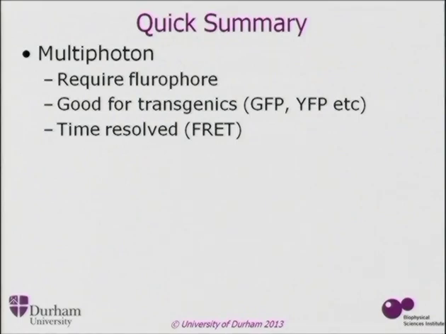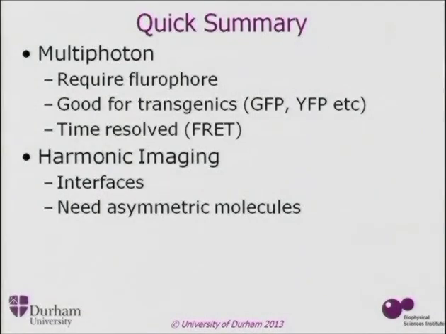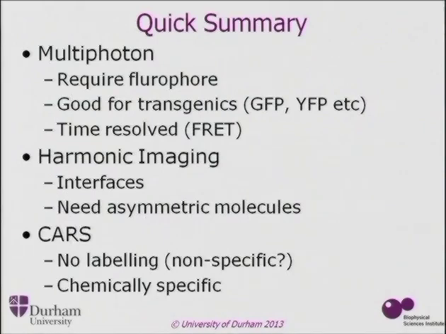So these techniques that you may have heard of called FRET, where you have two molecules and the energy gets transferred from one to the other, the fluorescence lifetime changes, so it works very nicely for FRET. You can do harmonic imaging. Second harmonic or third harmonic imaging works very nicely at interfaces. You need the correct shaped molecules or structures. And then you can do CARS.